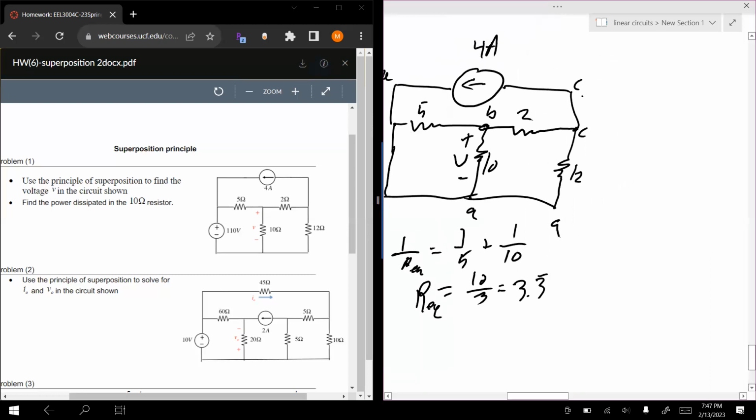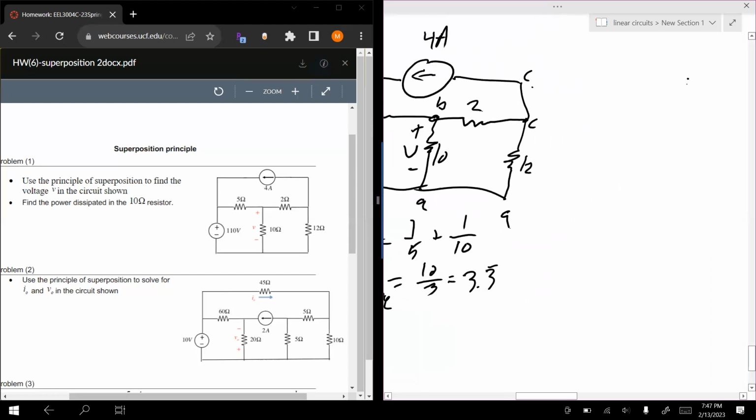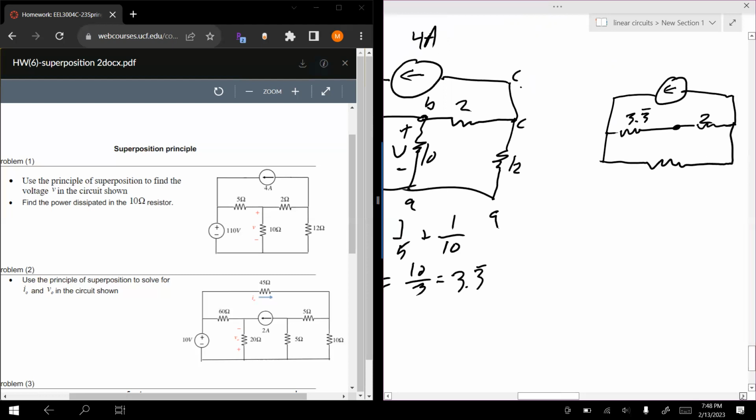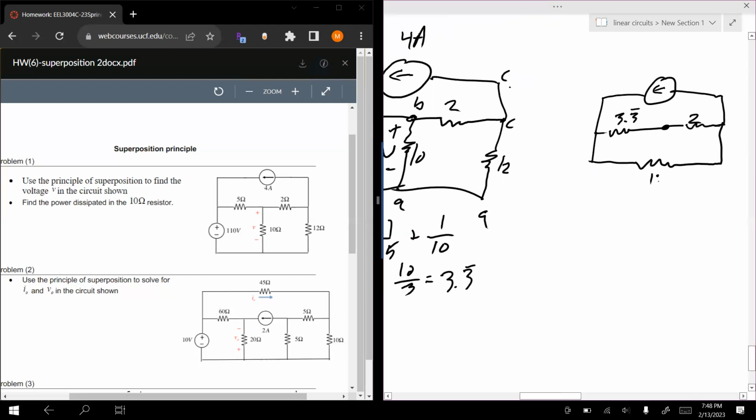So let's redraw the circuit. I'm going to redraw it next to it, actually. So check it out. I got this. So this is going to be 3.3 repeating ohms. And then this right here, instead of drawing this out like this and then my 12 ohm resistor there, I'm just going to draw it like this instead. That way it looks a little bit neater. So this is my 12 ohm resistor.